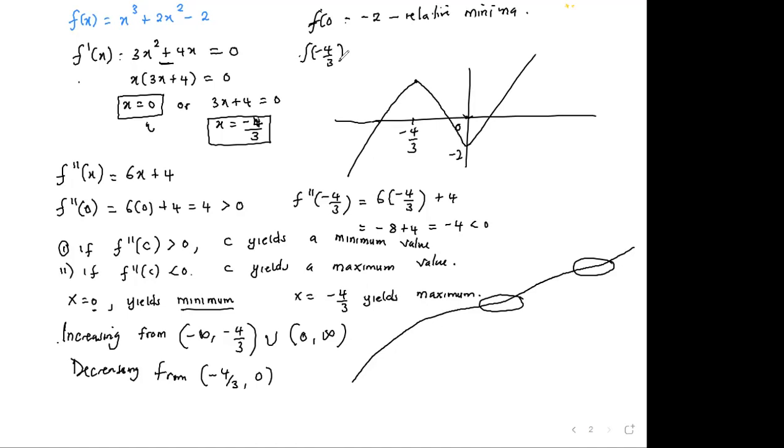Then we also get -4/3. Substituting into the function, -4/3 to the power 3 plus 2 times -4/3 to the power 2 minus 2. The answer you get here is the relative maximum.